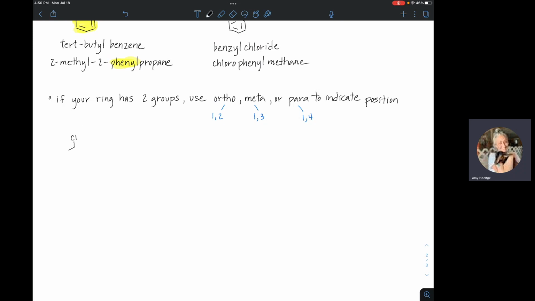a chloro group, and by convention, it's not necessary that this happens, but if they're the same group, usually the one that's up there, if you're looking at this like it's a clock, the one at the top there at noon is position number 1.